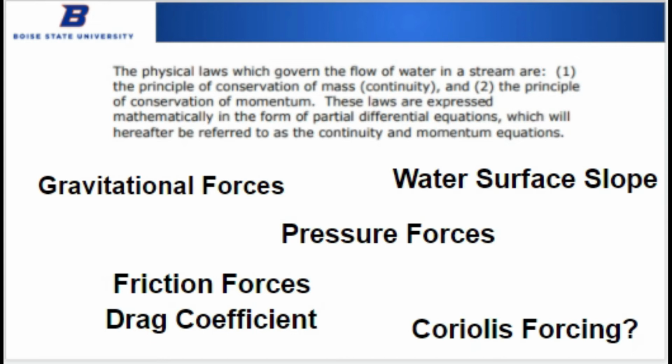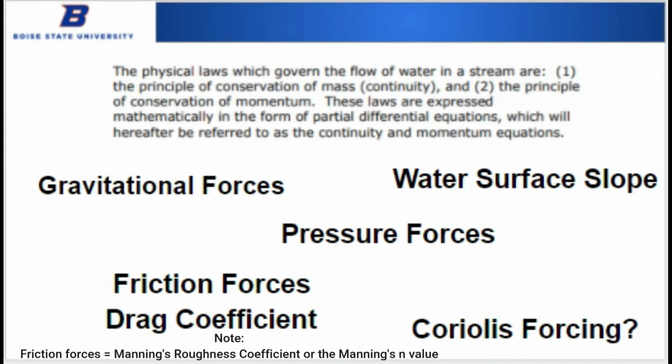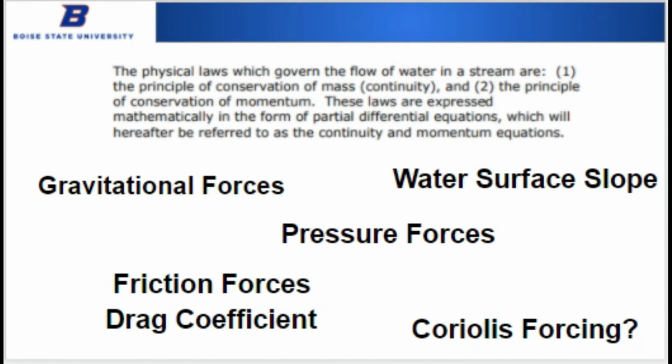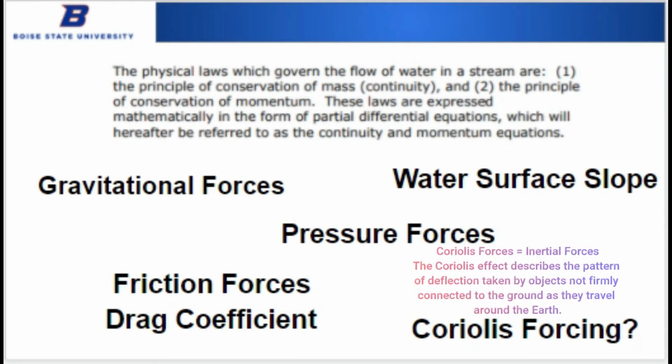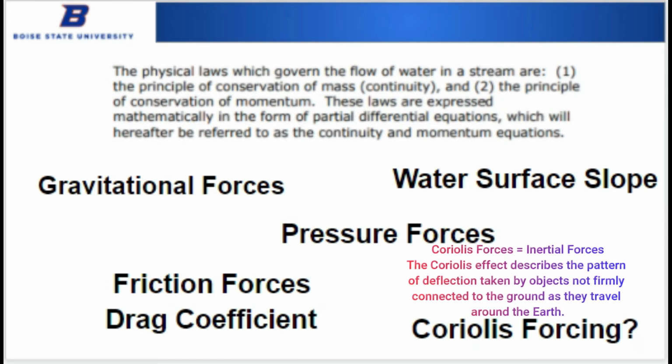But there are some forces that affect these equations or that come up in the form of variables in these equations that are important. So for example, gravitational forces or pressure forces. There's friction forces, which we call the Manning's roughness coefficient, or the Manning's n. This is also known as the drag coefficient. There's the water surface slope. And then depending on how big your domain is, domain meaning wherever you're modeling, there could be Coriolis forcing, which is the curvature of the surface of the Earth and how it might be affecting your solution.